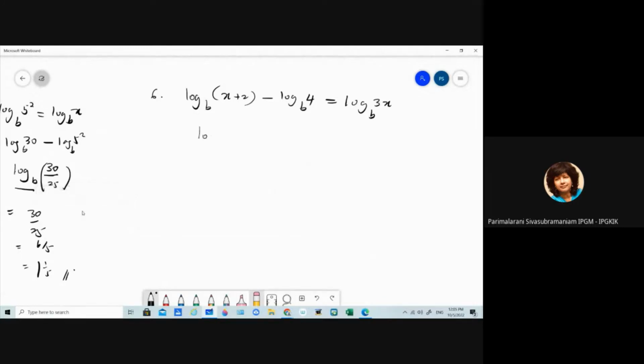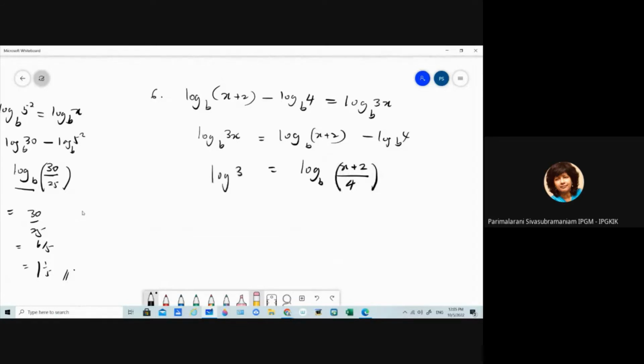So let's rewrite this as log 3x. We bring this to the left first, equals log base b of x plus 2 minus log 4 base b. So on our right here, this is log minus log. All the bases are the same. So log minus log becomes x plus 2 divided by 4. So far, okay?